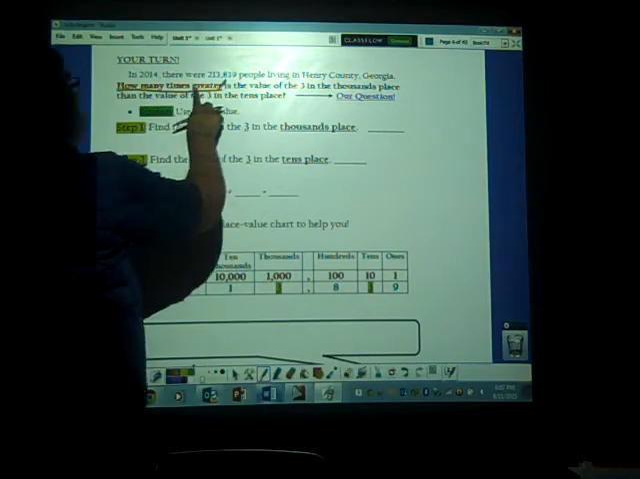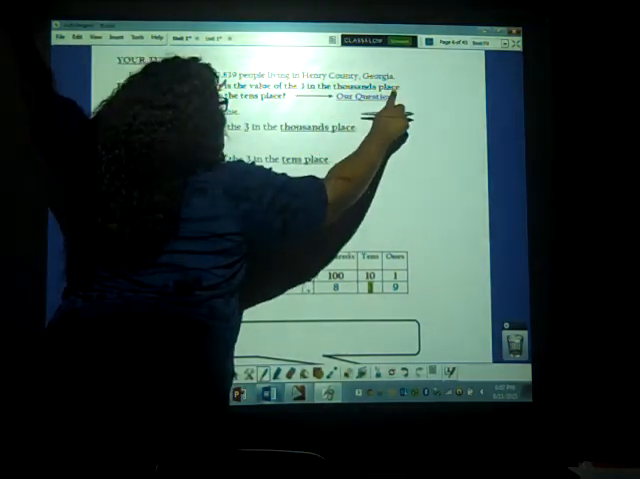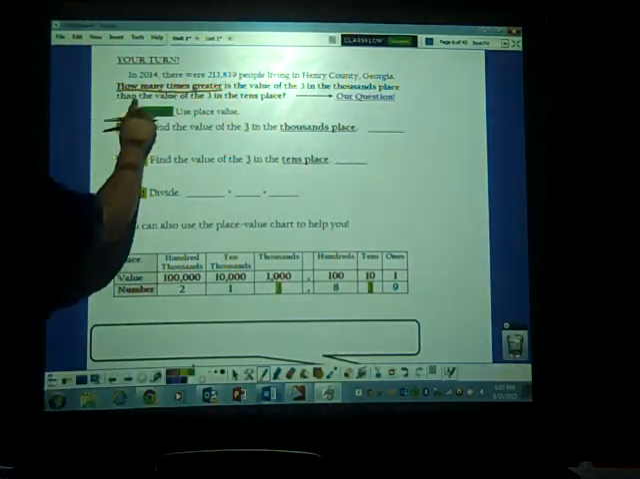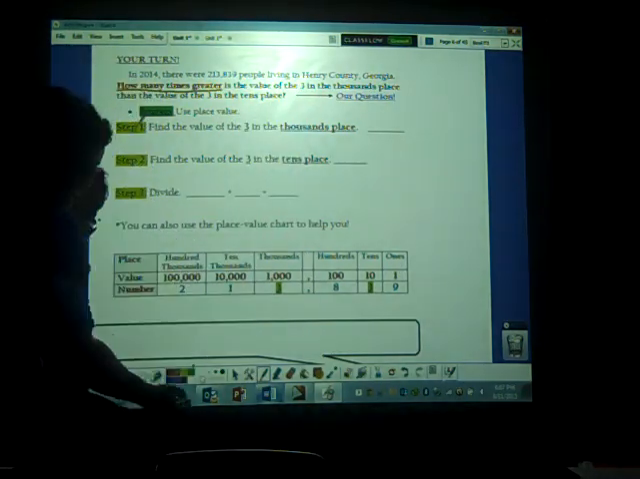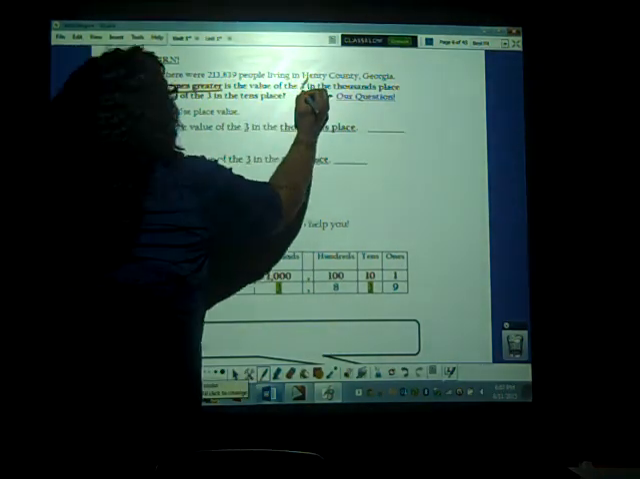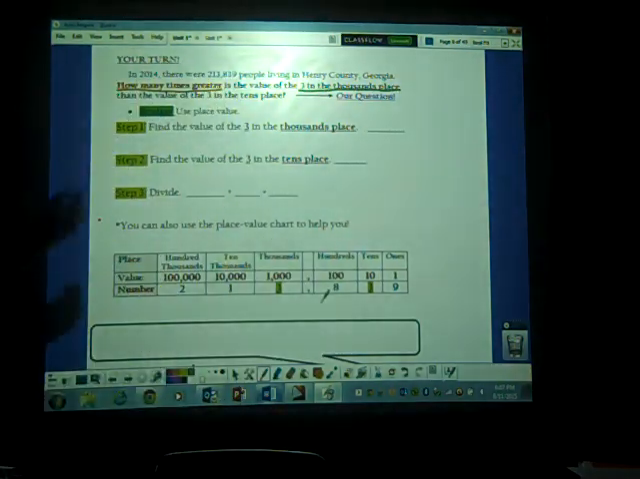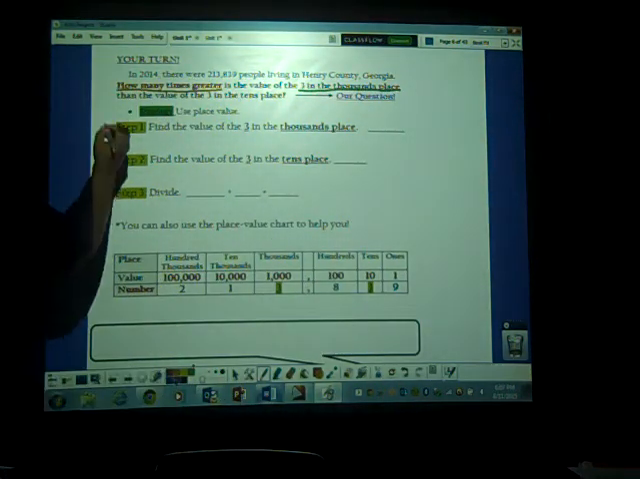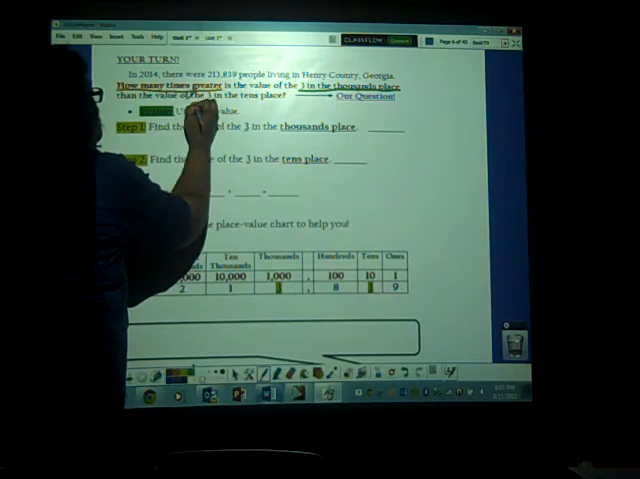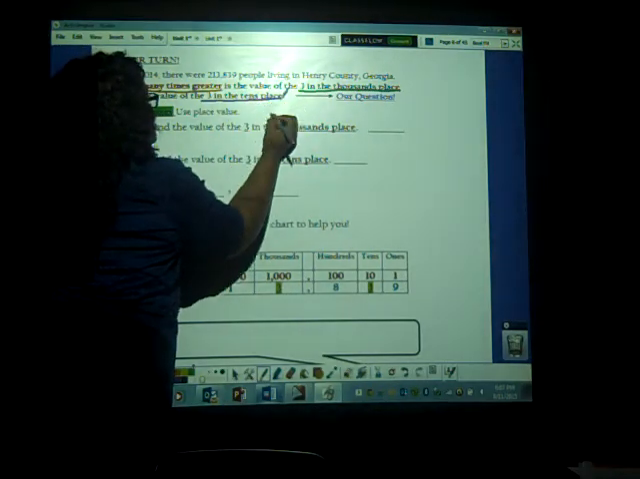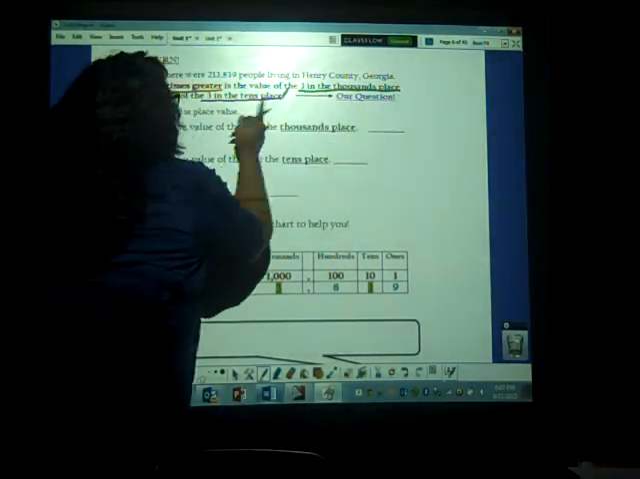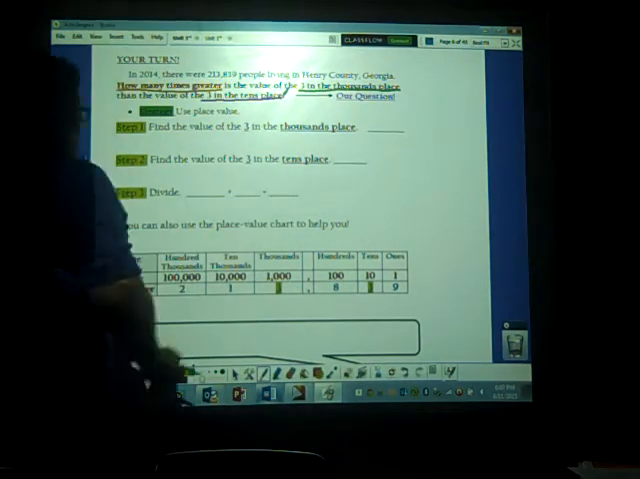How many times greater is the value of the 3 in the thousands place than the value of the 3 in the tens place? So we have two things. We have to find the value of the 3 in the thousands place. That's first. Then we have to find the value of the 3 in the tens place. Value of the 3 in the thousands place. Value of the 3 in the tens place.